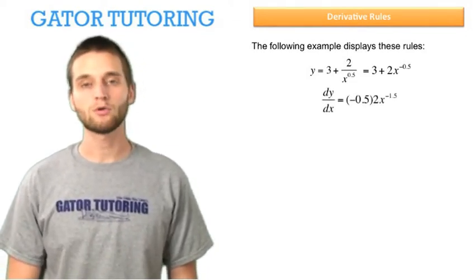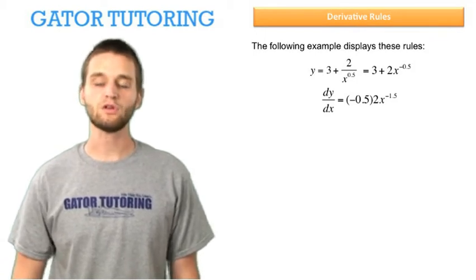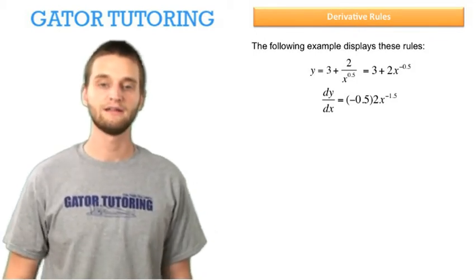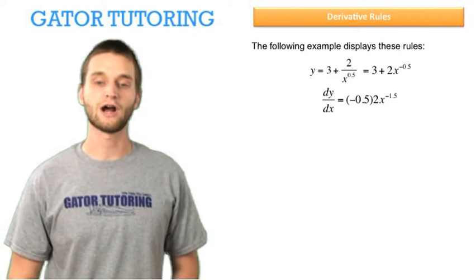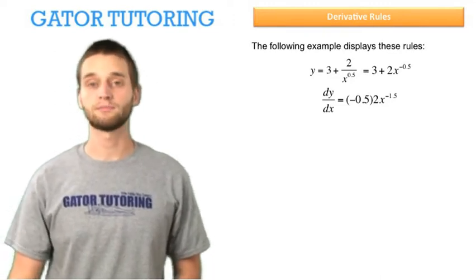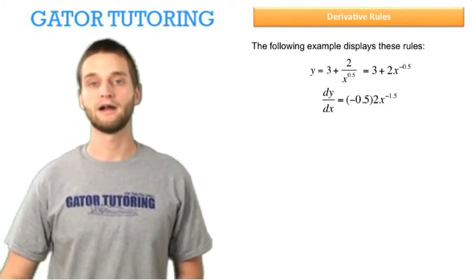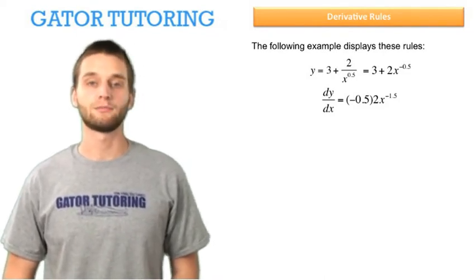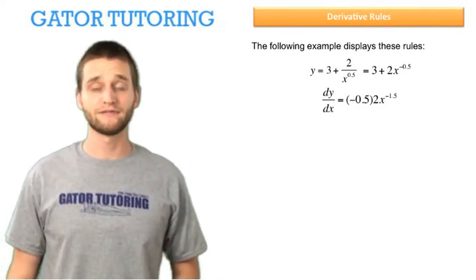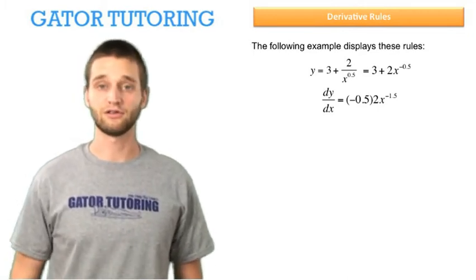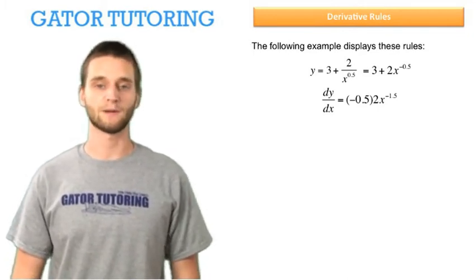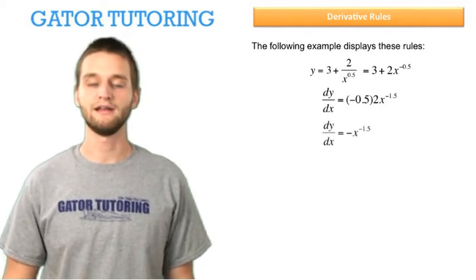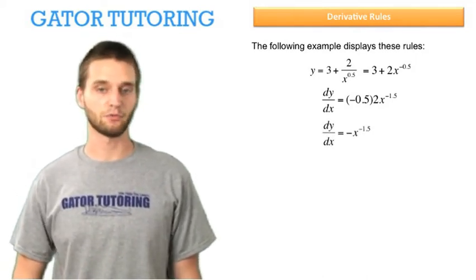Now we can use the power rule to take the derivative of it. We multiply the negative 0.5 times the 2, and we drop the exponent by 1. So the exponent is negative 0.5 minus 1, which is negative 1.5. Notice the 3 drops out because, from our last rule page, the derivative of a constant is just 0. And so the derivative of 3 is 0 and it drops out. And so we get negative x raised to the negative 1.5.